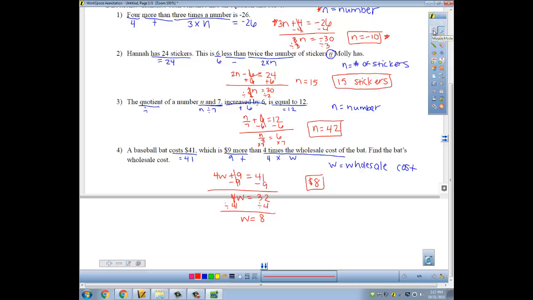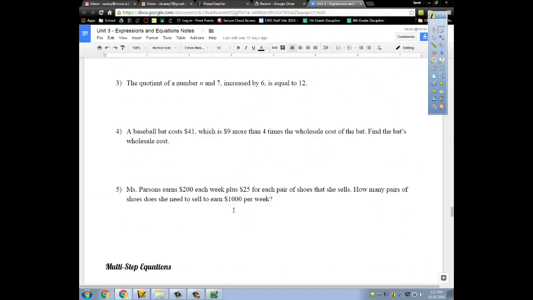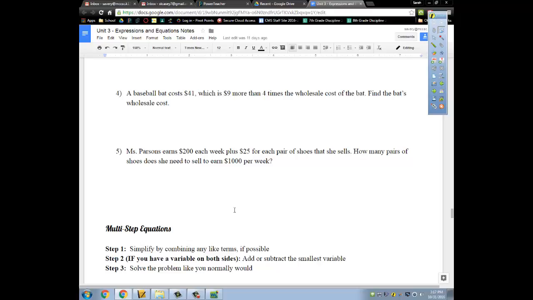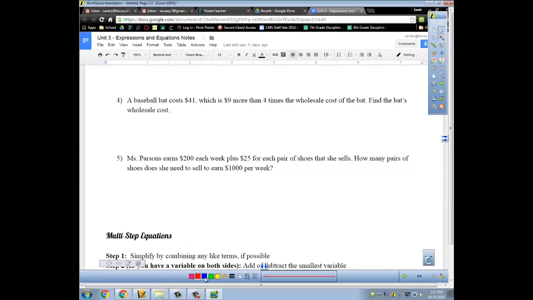Okay, moving down to number 5. Okay, number 5 is going to be just a little bit harder. It says Ms. Parsons earns $200 each week plus 25 for each pair of shoes, and then later it says how many pairs of shoes does she need to sell. So we don't know how many pairs of shoes. So I'm going to use P for pairs of shoes. So P equals pairs of shoes.